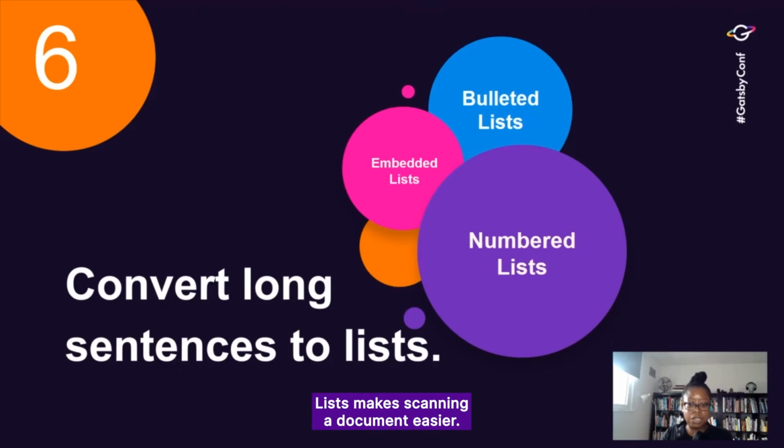Convert long sentences to lists. Lists make scanning a document easier. There are numbered lists, bulleted lists, and embedded lists. Use numbered lists when order matters. Bulleted lists for items that aren't required to be in any particular order. An embedded list is a comma-separated list within a sentence. Embedded lists should be avoided in technical writing. If you need to use lists within a sentence, use a bulleted list instead.